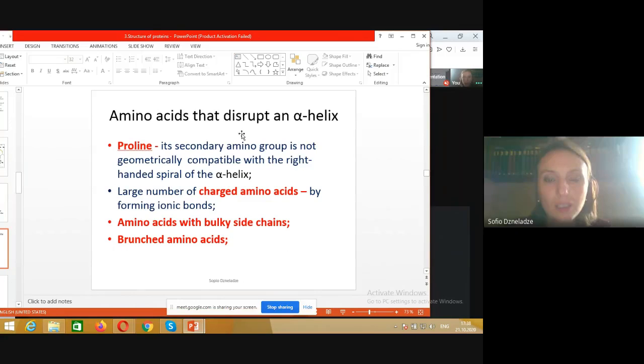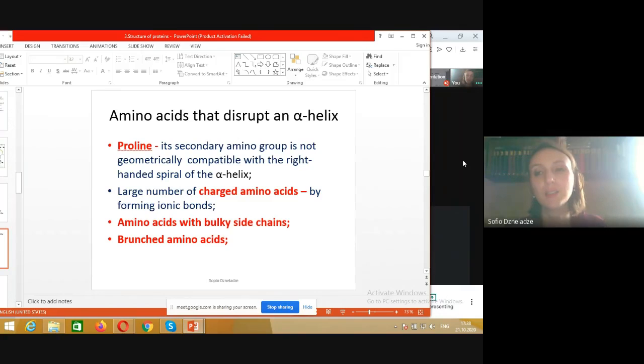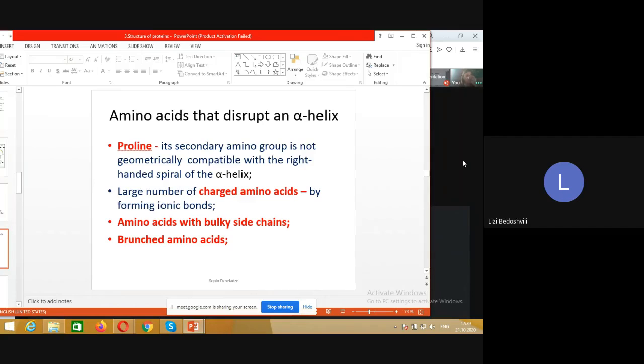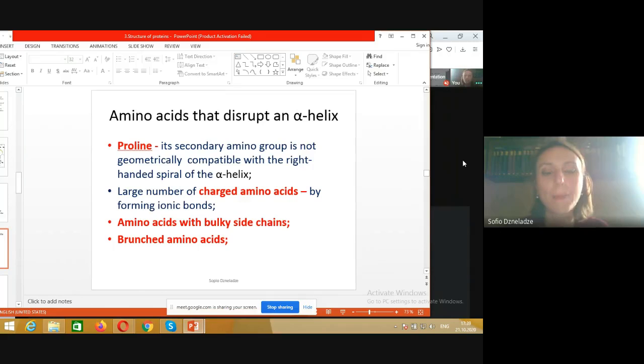Amino acids that disrupt an alpha helix. Lizzie, please read it. Proline, its secondary amino group, is not geometrically compatible with the right-handed spiral of the alpha helix. A large number of charged amino acids forming ionic bonds. Amino acids with bulky side chains, branched amino acids. So these are amino acids which can change their direction or can disrupt the alpha helix.